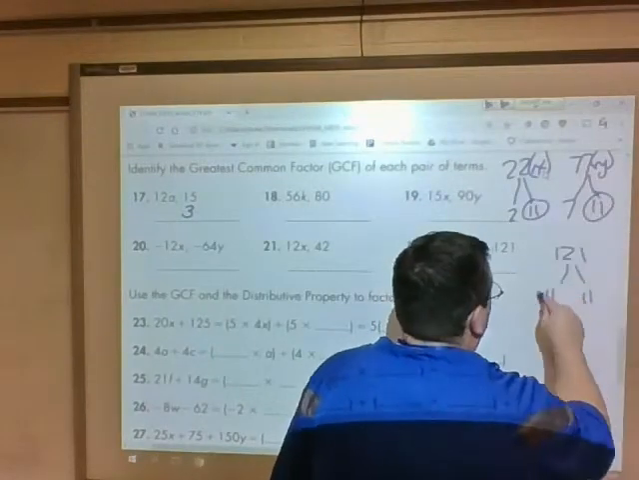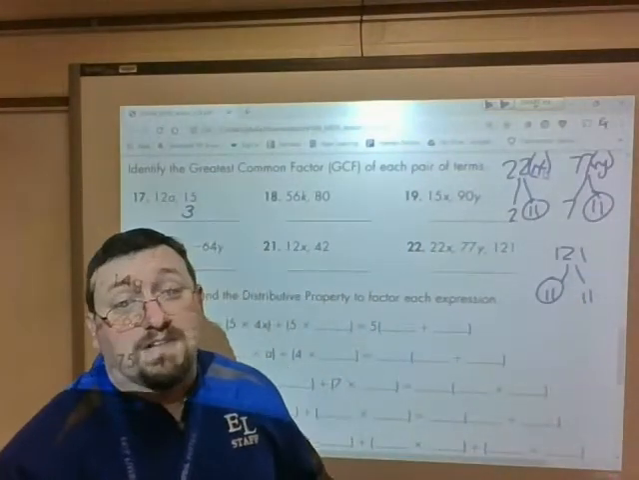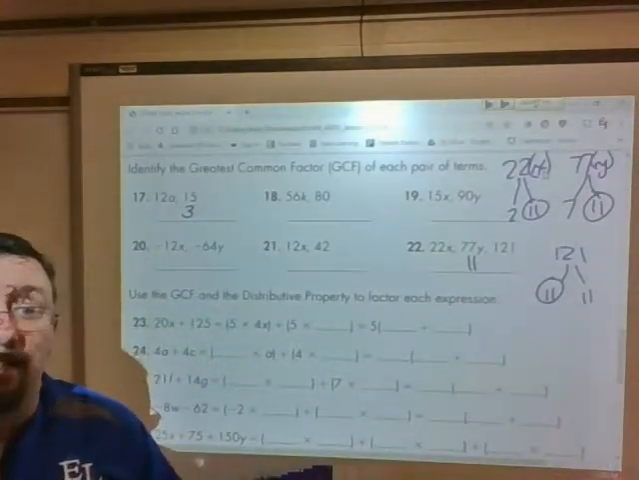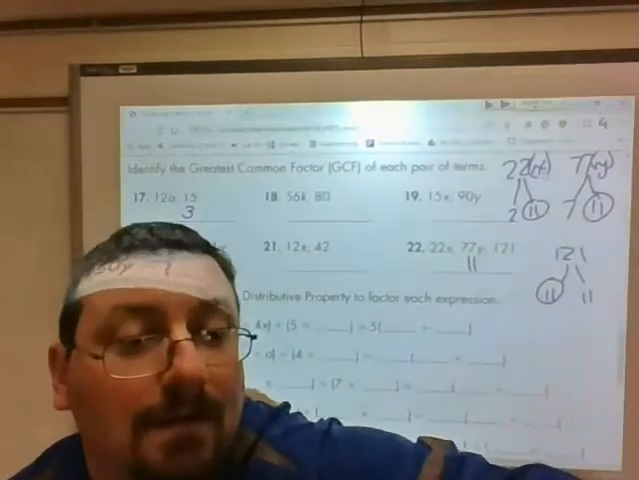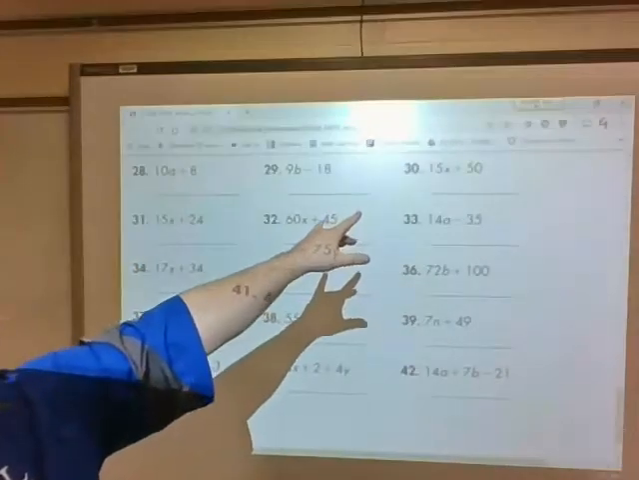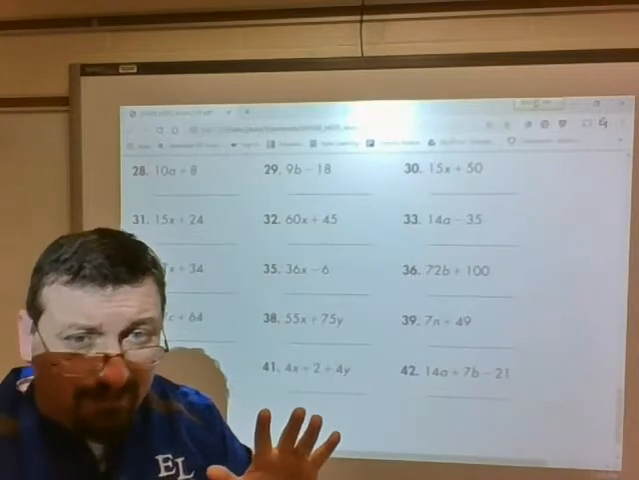Circle the common factor. It's 11. Greatest common factor of those 3 terms is simply 11. There's several more of these, and I want to take a look at 30 first. Pretty basic example I want to go ahead and show you.